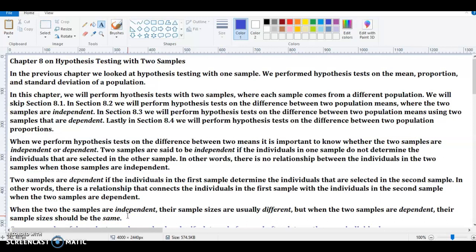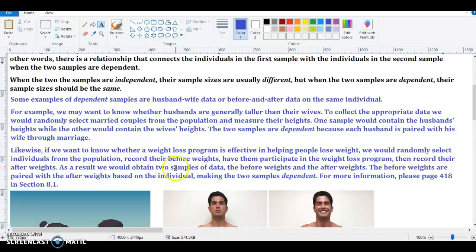However, you do want to read the problem carefully to determine whether the samples really are dependent or independent. So let's discuss an example of an independent sample, and then an example of a dependent sample. Some examples of dependent samples are husband-wife data or before and after data on the same individual. Once you understand what it means for a sample to be dependent, then you'll automatically understand when two samples are independent. Again, husband-wife data or before and after data are two common examples of two samples that are dependent.